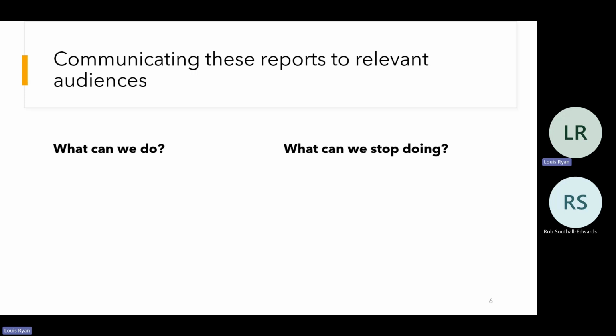So in terms of communicating these reports to relevant audiences, what can we do and what can we stop doing? Considering the language we use, Rob talked about that a lot: is it off-putting? Is it going to stop people straight away? Then visualization. Can we make things look good so that when people read it they can actually understand what it means, rather than having a body of text, with an image or something supportive that can be taken away and considered?